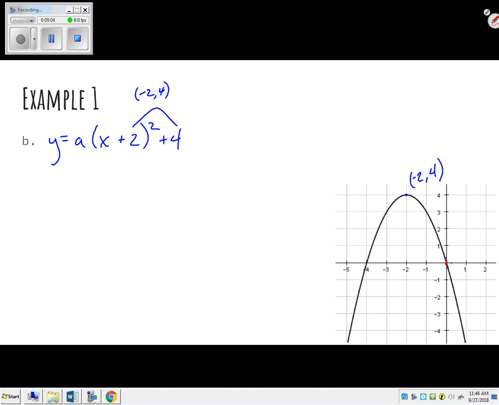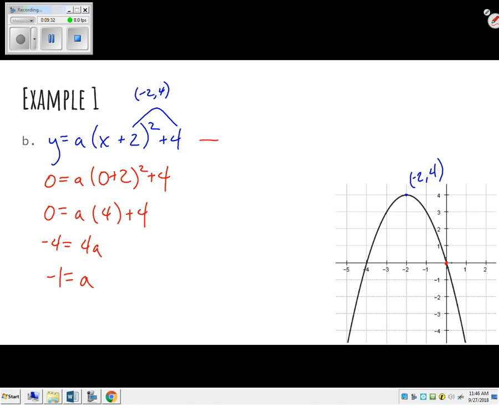So let's plug in 0 for x and 0 for y. And then we'll solve this down for a. So we get 0 = a(4) + 4. Subtract 4. We get -4 = 4a. So a has to be -1. a equals -1. Does that make sense?